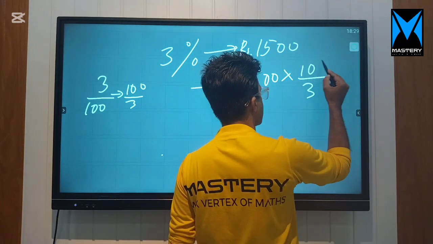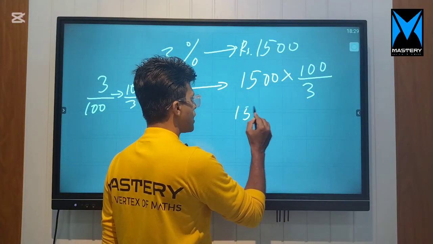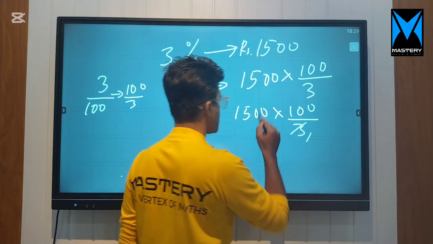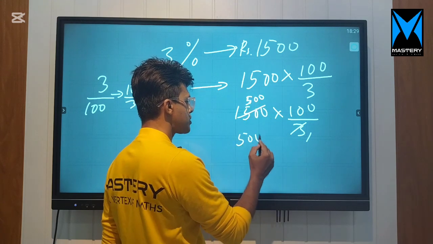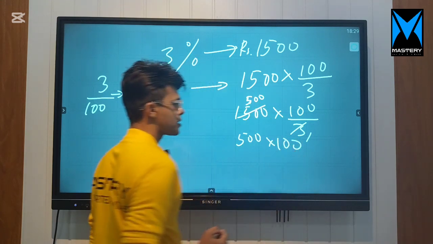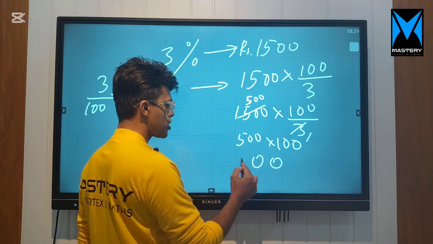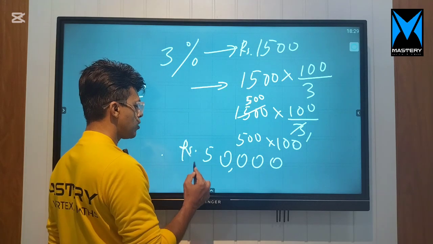And in order to get 100%, it is multiplied by 100. So right now we could get the full amount: 500 times 100, which is the answer we got previously. How many zeros? 4 zeros: 1, 2, 3, 4. So the answer is 50,000 rupees.